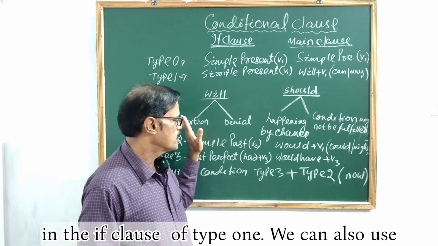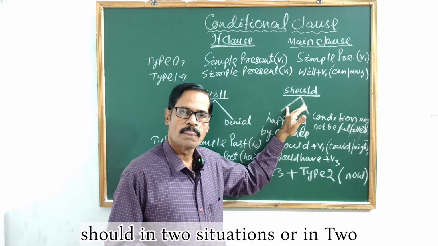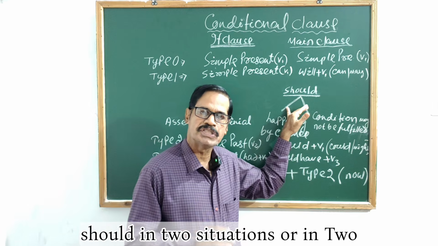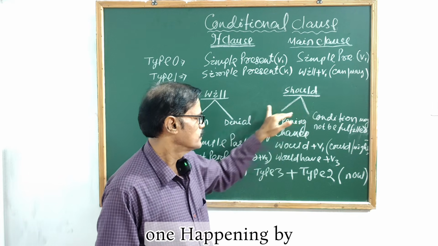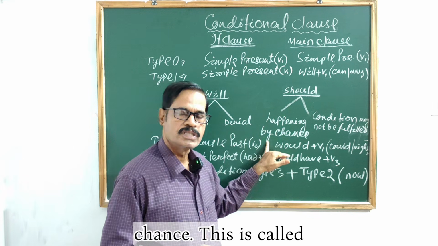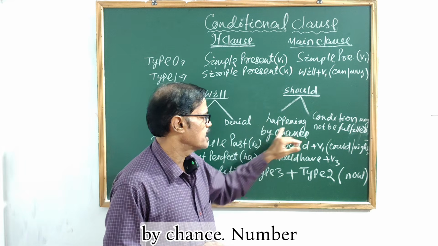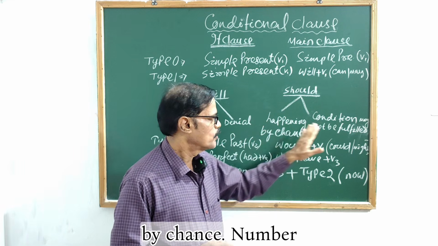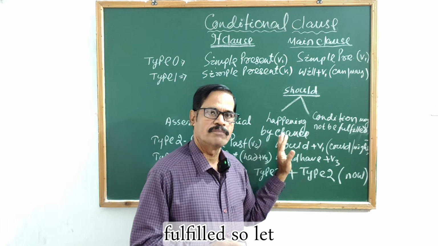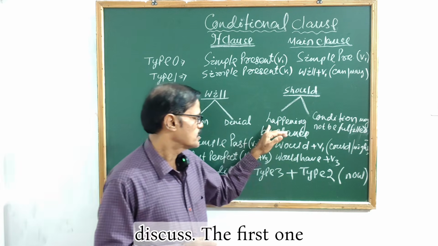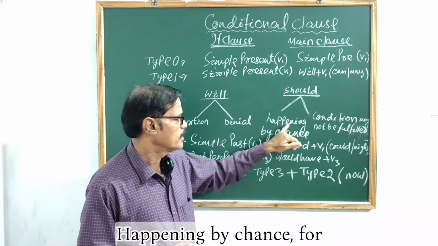Similarly, in the if clause of type 1, we can also use should in two situations or in two cases. Number 1, happening by chance. This is called fortuitous circumstances. Number 2 is condition may not be fulfilled. So let's discuss the first one, happening by chance.